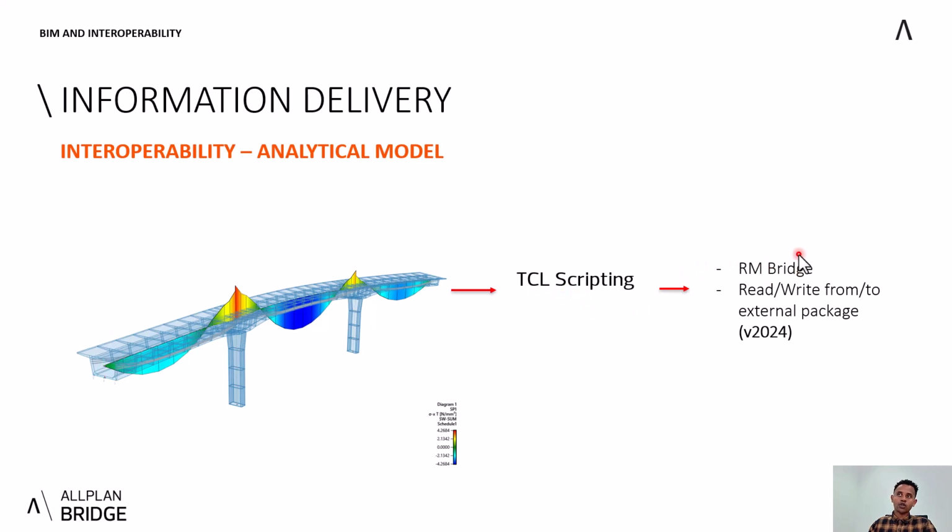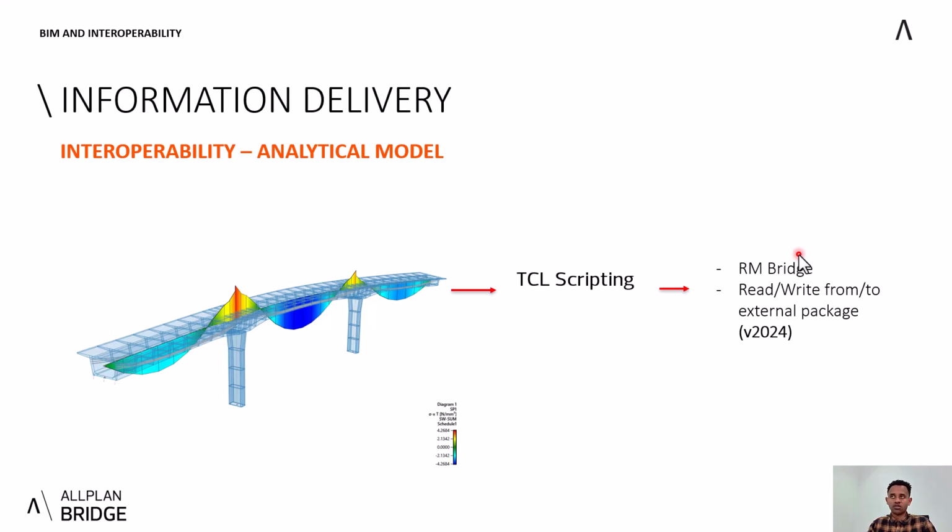The first is using the out-of-the-box support for RM Bridge export, so you can use that directly from openBIM, and you can export the analytical model in RM Bridge. Second, maybe this is a new feature which is going to be released in the 24 version, but this will allow you to read or write from the openBIM database, and export using a TCL the information of the analytical model. So for example, maybe the loads, the connections, the cross sections, and so on.